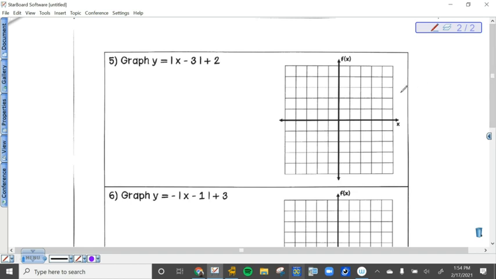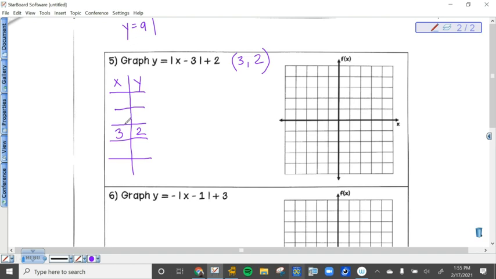Okay, let's do this one together, and then you'll do number 6 on your own and then we'll be done. Okay, so what's a vertex? A vertex, 3 and 2. Okay, so that's going to be, you'll have to write in your table here. This is going to be the middle row in my table. So it's going to be 3, 2.